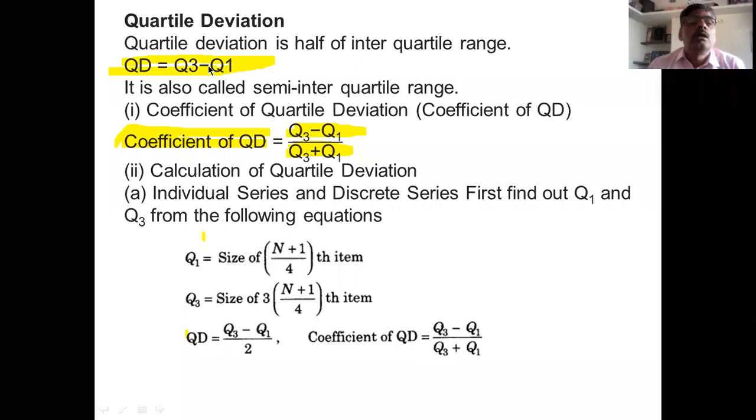In the quartile deviation, you have to divide by 2. Remember this: QD is equal to Q3 minus Q1 divided by 2. I forgot to divide it earlier; this is the correct equation. Remember this. This is the point relating to quartile deviation. Then how do we calculate quartile deviation for the discrete series and for the continuous series? The equations are only two. Remember these two equations.